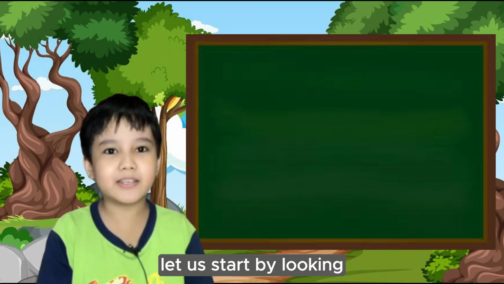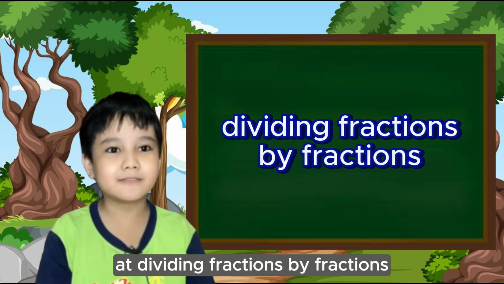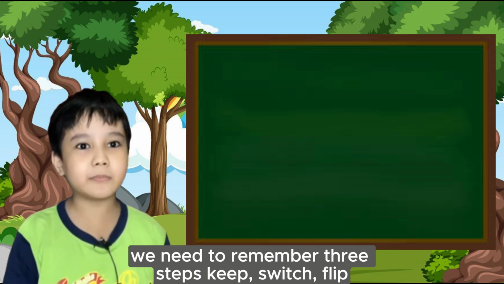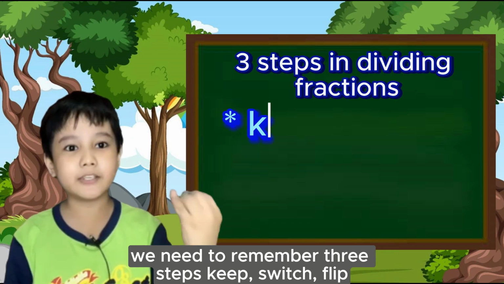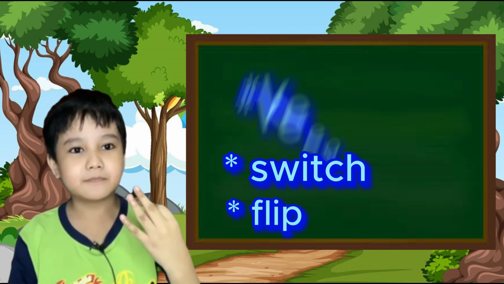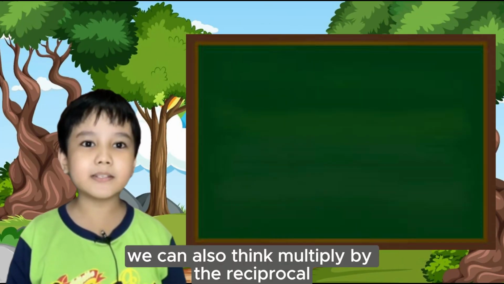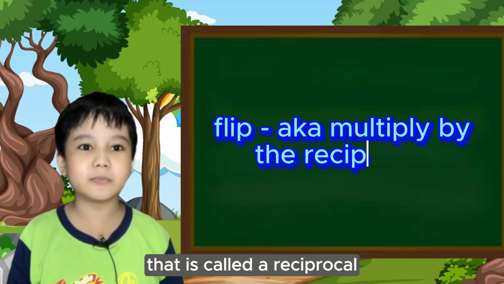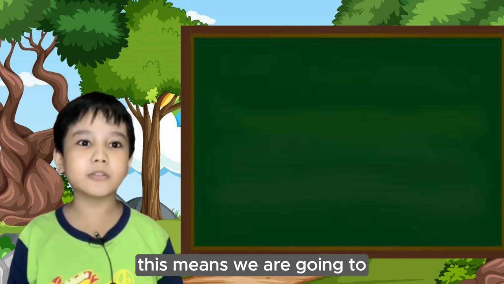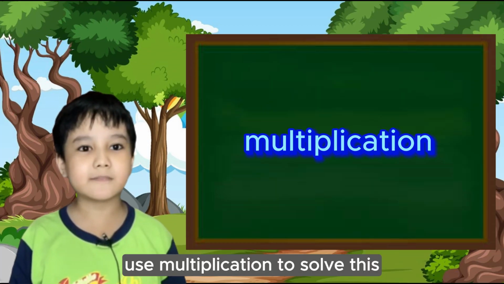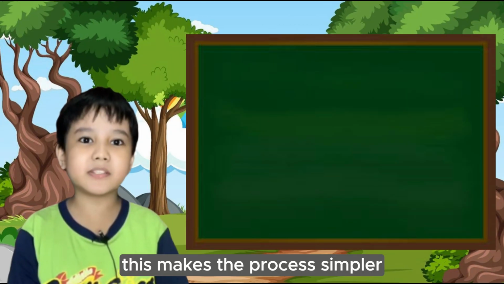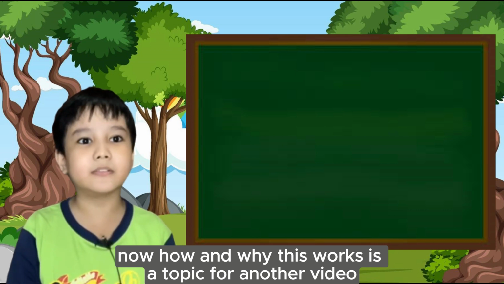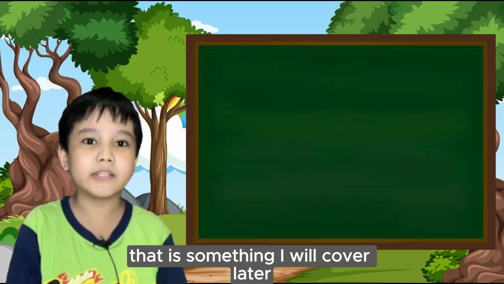Let us start by looking at dividing fractions by fractions. Now, when working with fractions and divisions, we need to remember 3 steps. Keep, switch, flip. We can also think multiply by the reciprocal. When we flip a fraction, that is called a reciprocal. This means we are going to use multiplication to solve this. This makes the process simpler. Now, how and why this works is a topic for another video. That is something I will cover later.